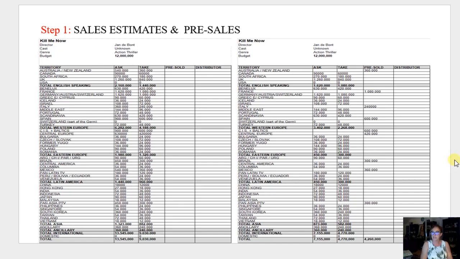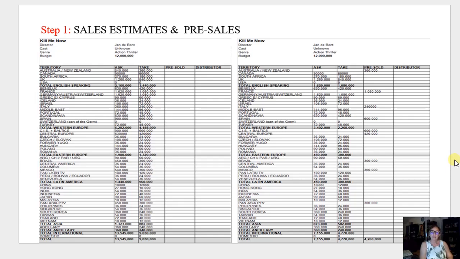So let's see what that looks like in detail. First, we'll start looking at our sales estimates and at our pre-sales. As you see here, the sales estimate sheet again shows all the various territories and the various values of the distribution license fees that they would pay to us if we would sell to them. And again, we have a take column, which is the low column, and we have an ask column, which is the medium and high column. So in the real world, we're probably going to be somewhere in the middle of the two, but for now, for this case study, we will be working with the take column.